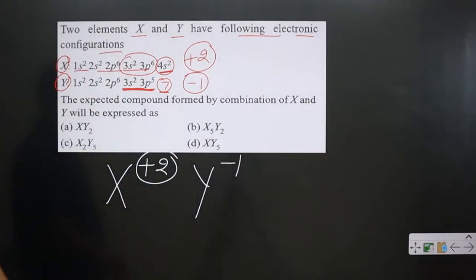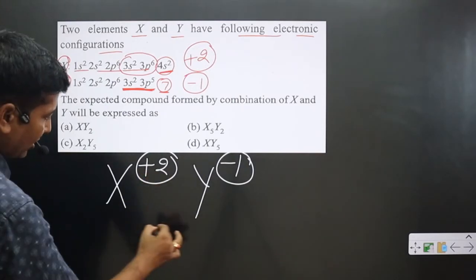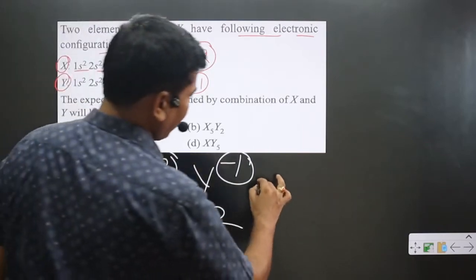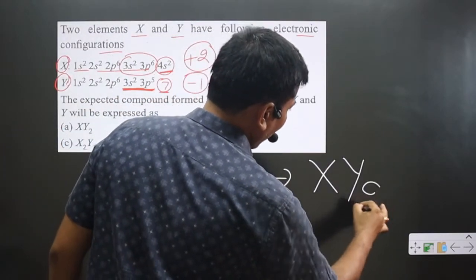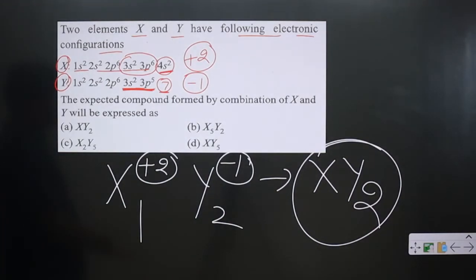Okay, now we can balance the charge. So we can crisscross these numbers. 1 will come this side and 2 will go this side. So we got X, Y2. From here we are getting X, Y2. This is the compound formed.